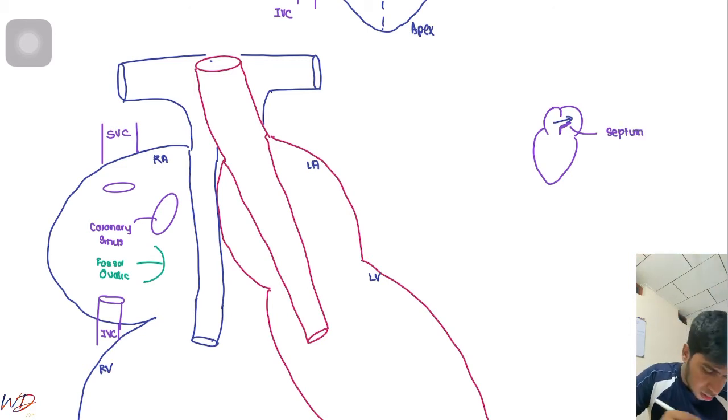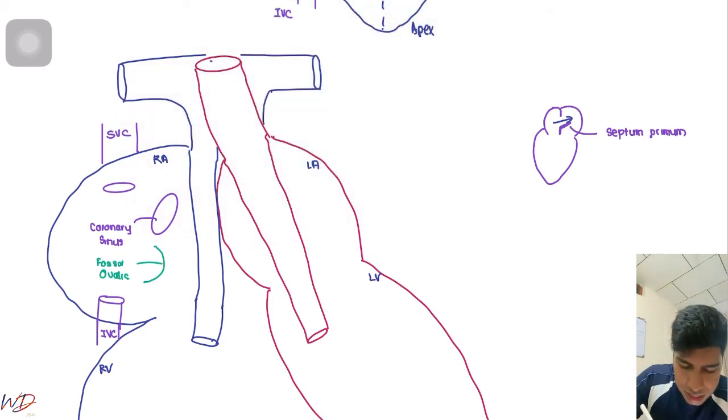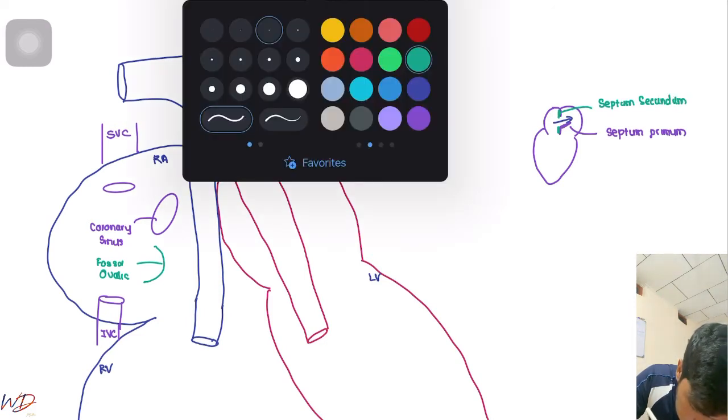Now, this was formed by something called the septum. This is embryology, you don't need to know this for anatomy. This is septum primum, which caused the opening. But there are two septa. This is called the septum secundum.